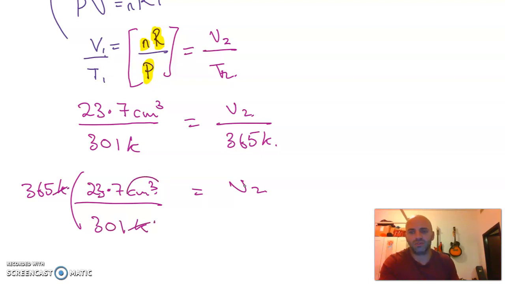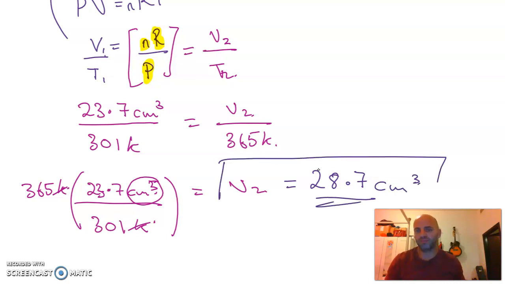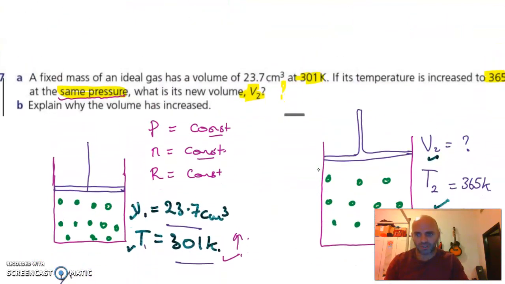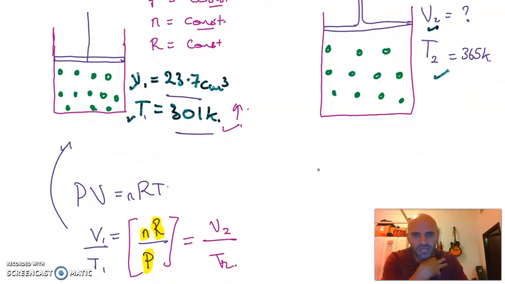You're going to be left with a volume in centimeters cubed. So for me, volume number 2 is working out to be 28.7 centimeters cubed. Okay, so that's your new volume. It's increased. So if we go back up to the next part of the question, it says explain why the volume has increased. So I guess there's a couple of ways you can look at that.